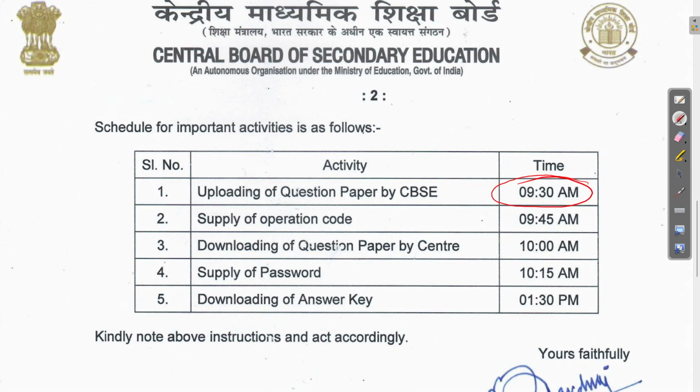In the morning at 9:30 the question paper will be uploaded by CBSE. At 9:45 in the morning the operation code will be given. Once you get the operation code, then by 10 o'clock the question paper will be downloaded by the center. Again the password will be given by 10:15 to open the question paper, and only after that can we go for printing of the question paper, and it will be distributed among the students by 11 o'clock. See, the time is very short, we should be very punctual, then only can we finish the exam successfully, and the answer key will be available by 1:30 p.m. So this is the schedule given by CBSE.